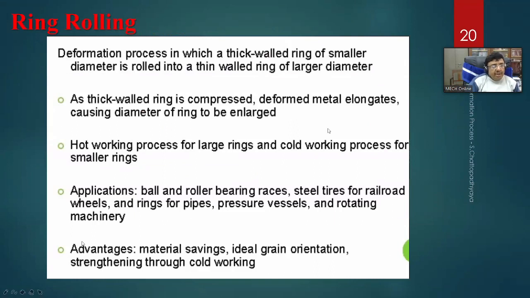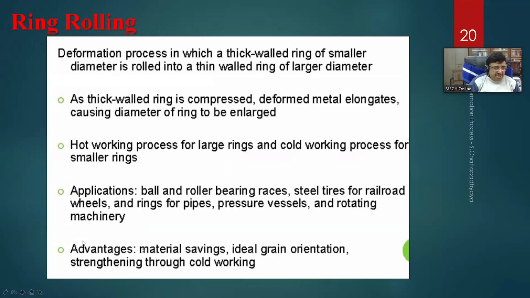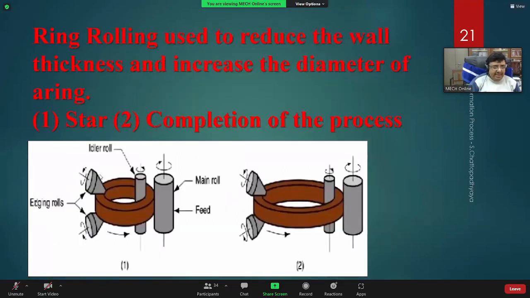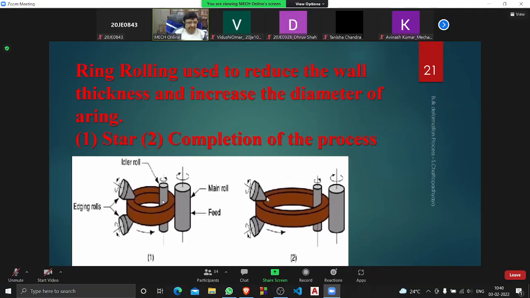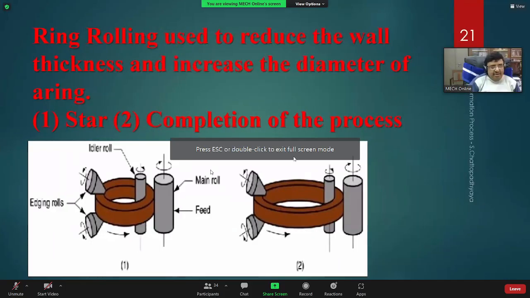And what is ring rolling? It is a deformation process in which a thick walled ring of smaller diameter is rolled into a thin walled ring. The thick wall is compressed in the working process, used for large rings. Advantages are material savings, ideal grain orientation, and strengthening through cold working. And this is the operation. Rotate it, press it, the circle will become bigger and the thickness smaller, and this is called the ring rolling operation.